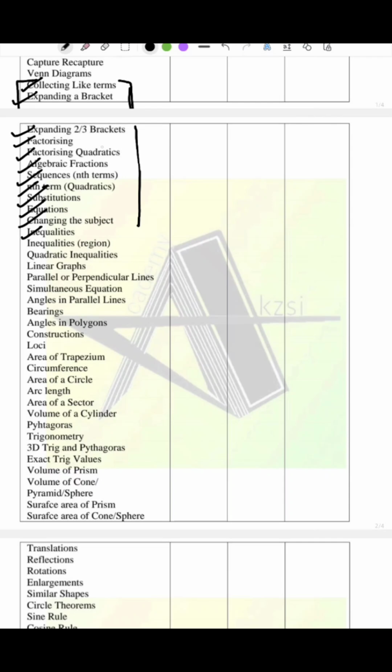So like here they have mentioned factorizing quadratic inequalities, and as well as equations where we have different techniques of solving them. Then about the graphs, parallel and perpendicular lines, simultaneous equations. These all basically come under algebra, and this is a bigger topic, and I am doing that topic one by one on my channel.